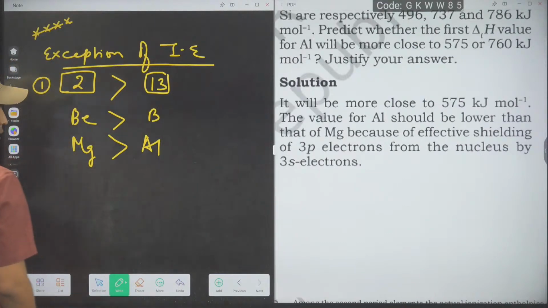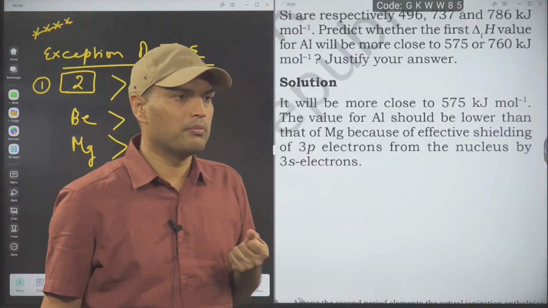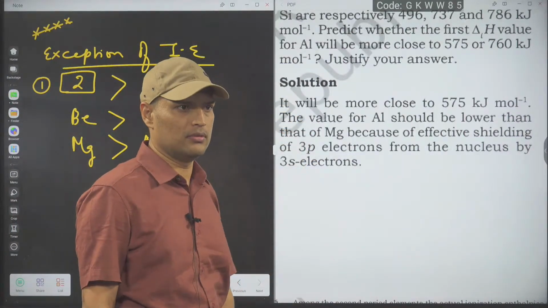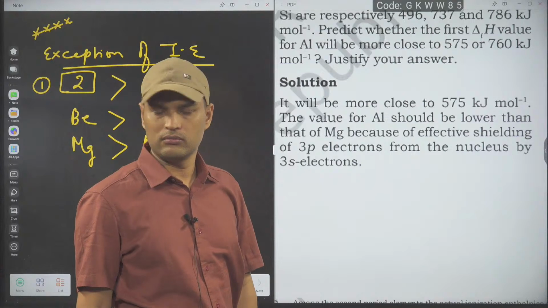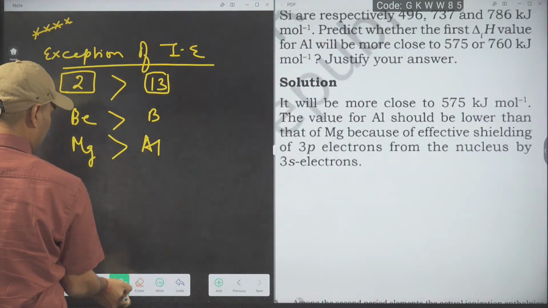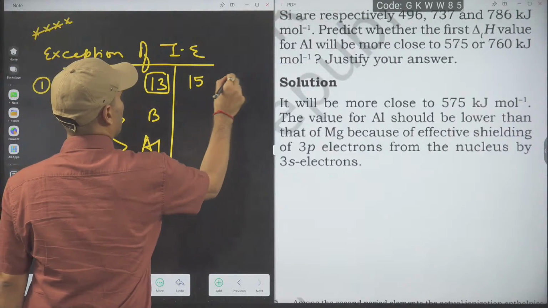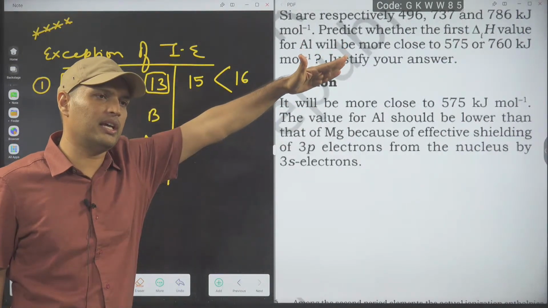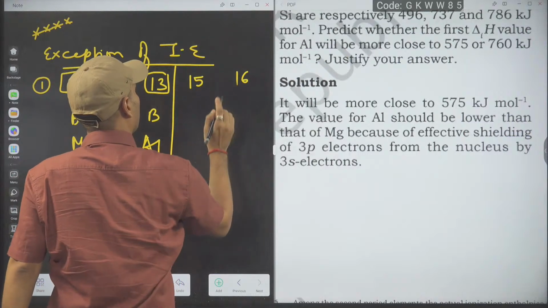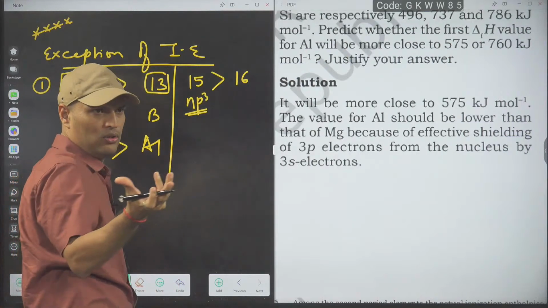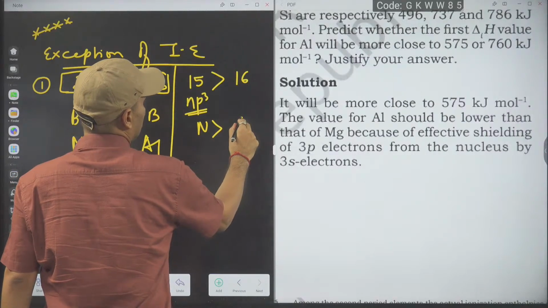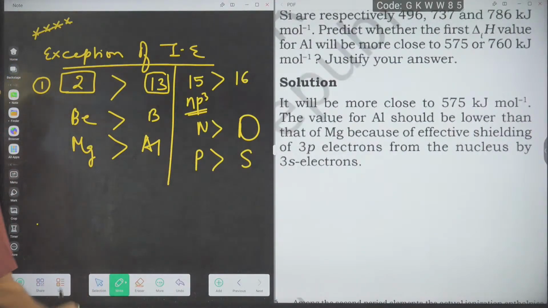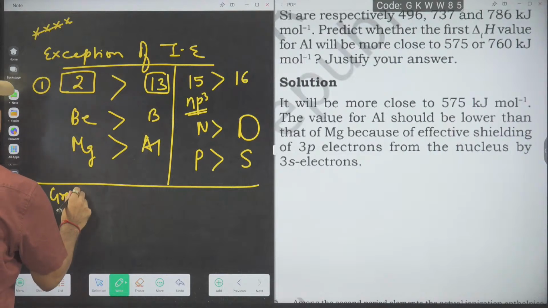One exception. Now see, many people remember the exceptions, but they are not able to apply them. So practice the questions beforehand. Okay? So group 2-13 we know. Next, what do we know? You can say, sir, 15-16 also we know. Generally 16 should be more, since in a period ionization energy increases. But who is more? 15. Why? Sir, half filled. Everyone knows this point. So nitrogen is more than oxygen. Phosphorus is more than sulfur.